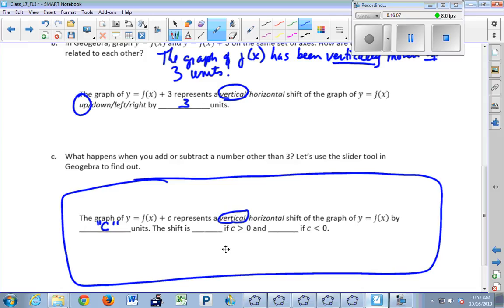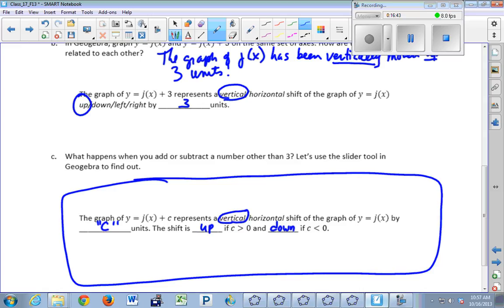The shift is positive, c is greater than 0, up. If c is positive, yep. And down if c is negative. Okay, good. So anytime you see a constant being added or subtracted from outside your function, it's a vertical shift. Boom, you got the vertical shift, yes? All right. Very intuitive. You add something, it moves up. You subtract something, it moves down.